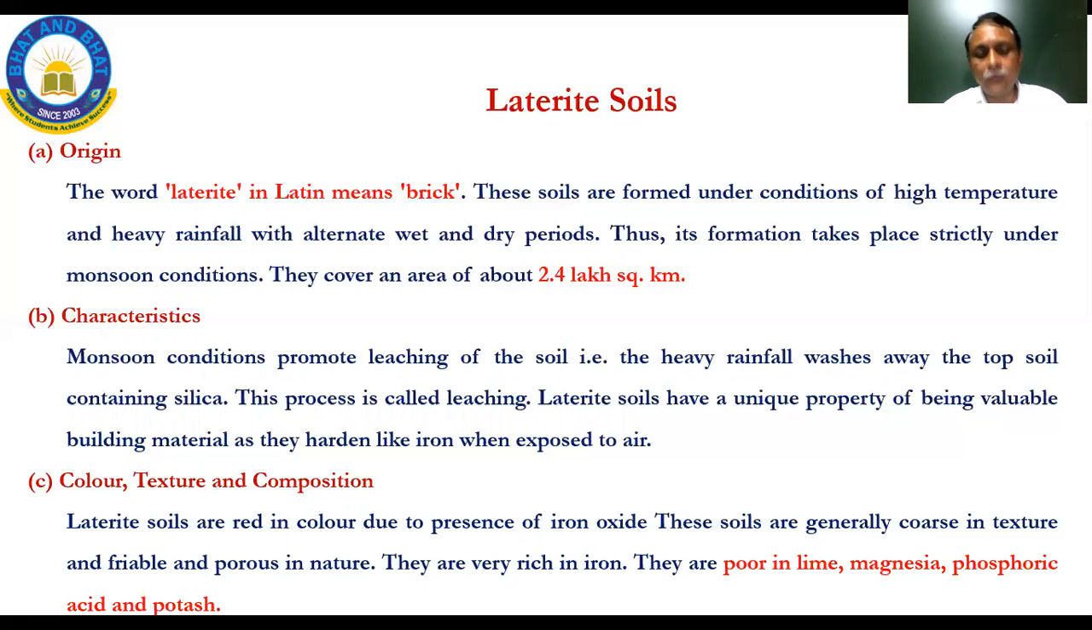Coffee, even coffee is grown in these areas. Now, color, texture, and composition. Laterite soils are red in color due to the presence of iron oxide. These soils are generally coarse in texture and friable and porous in nature. They are very rich in iron. That's why you can see that reddish kind of color in them. But they'll all be porous. They are poor in lime, magnesia, phosphoric acid, and potash.